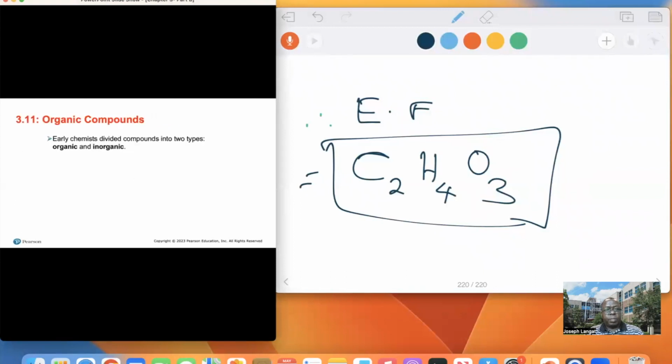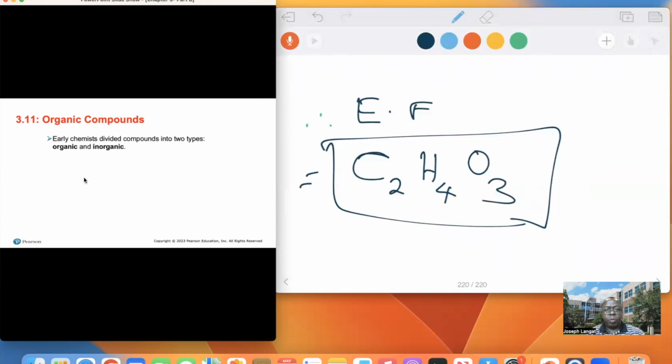Now, the last part in chapter 3: organic compounds. We're just going to look at it briefly. I know you will cover inorganic chemistry 1 and inorganic chemistry 2, so it all goes on to organic compounds. And what are organic compounds? Early chemists divided compounds into 2 types, organic and inorganic.